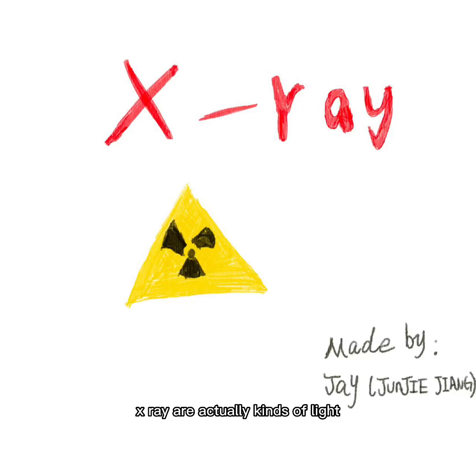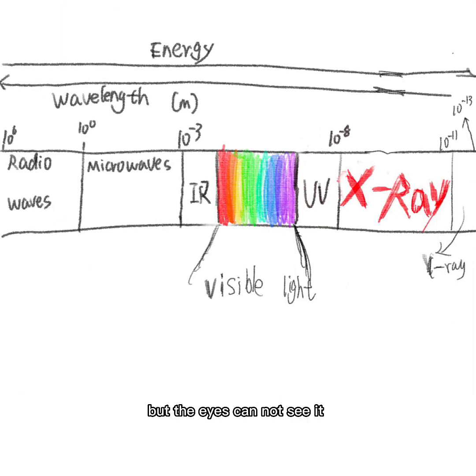X-rays are actually a kind of light, but this light is different from the light we usually know. It can pass through the human body and certain objects, but the eyes cannot see it. Essentially, light is an electromagnetic wave, an energy message that relies on the transmission of photons.